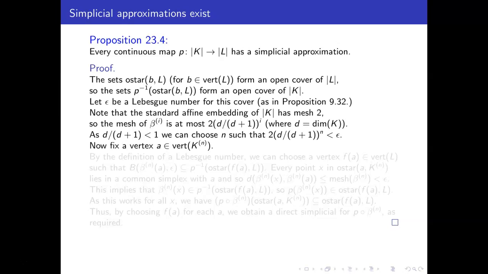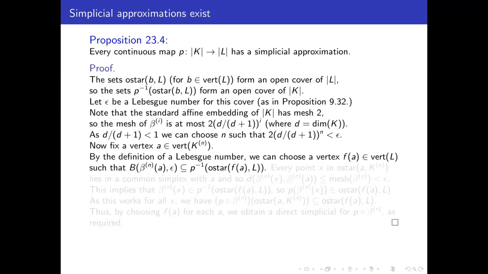Now let's think about any vertex A of this n-fold subdivided copy of K. If we look at the ball of radius epsilon around the point beta^n A, that's going to be a subset of the realization of K, of radius precisely epsilon, and so that's going to be contained in the pre-image of one of these open stars. In other words, it's got to be contained in one of the sets of our cover.